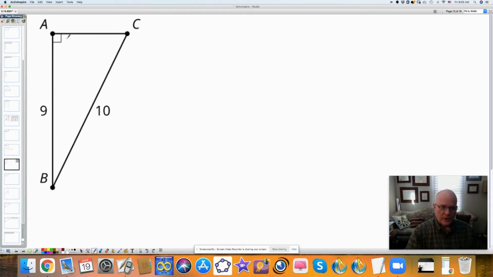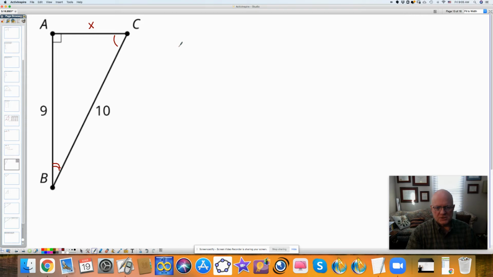Here I have a right triangle. I'm looking for this missing side, and I'm looking for these two angles. We'll call this one angle C and this one angle B. Angle C and angle B.